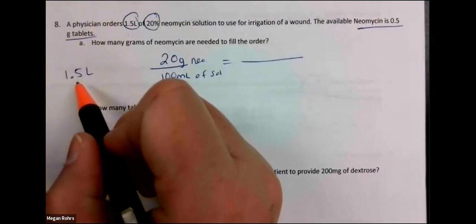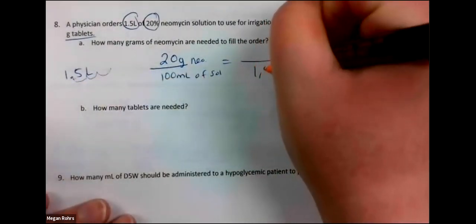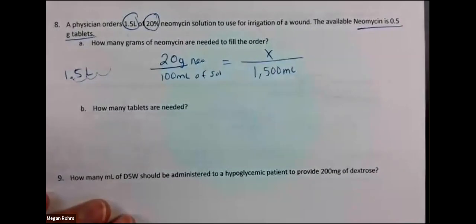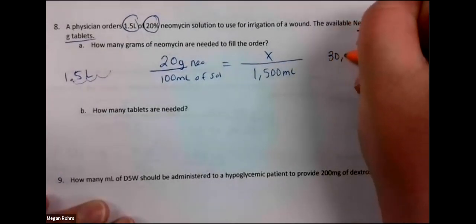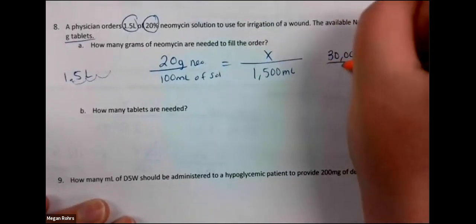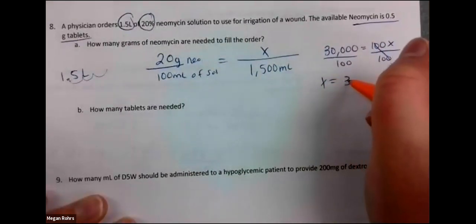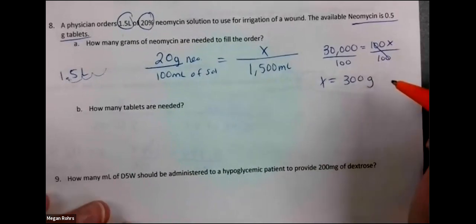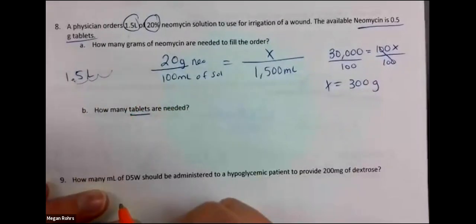So going liters to milliliters, we move our decimal 3 places to the right. So this would be 1,500 milliliters here. So now we can solve. Take 20 times 1,500 gives us 30,000. Set that equal to 100x. Divide by 100. That leaves us with 300 grams of neomycin. Now it says how many tablets are needed.